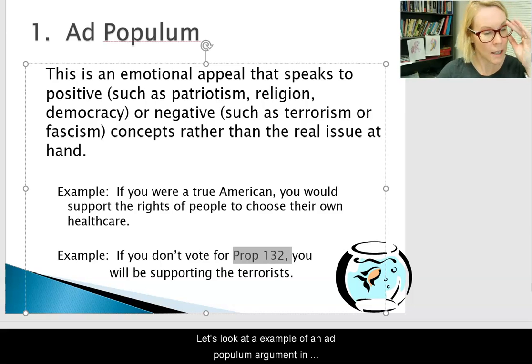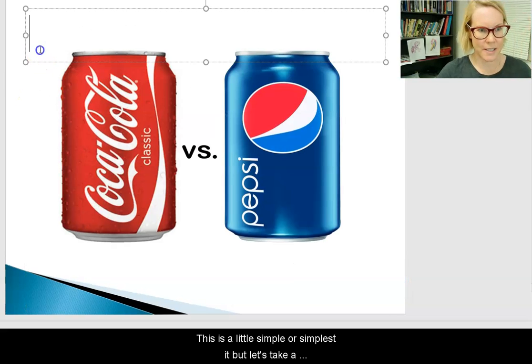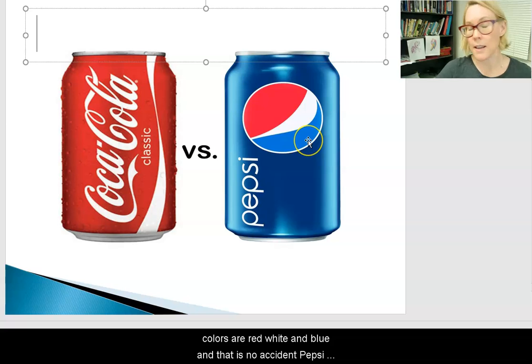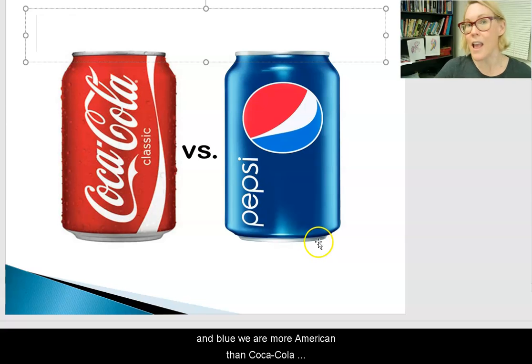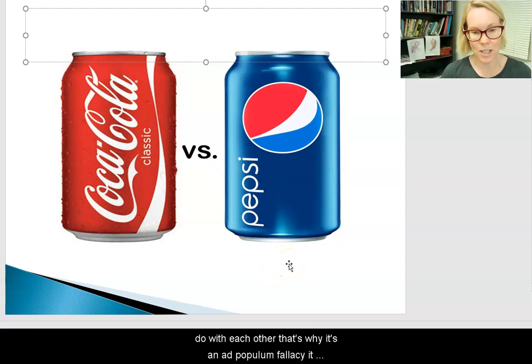Let's look at an example of an ad populum argument in popular culture. This is a little simple or simplistic, but let's take a look. You can see we've got two soda cans here. We've got Coca-Cola Classic versus Pepsi, right? And so it's not an overt argument, it's very subtle, but you can see right away that Coca-Cola, the colors are red and white, versus Pepsi, the colors are red, white, and blue. Now that is no accident. Pepsi is deliberately in competition with Coca-Cola. And the message is, we're better than Coca-Cola. We're red, white, and blue. We are more American than Coca-Cola. Now again, being an American and Pepsi-Cola have nothing to do with each other. That's why it's an ad populum fallacy.